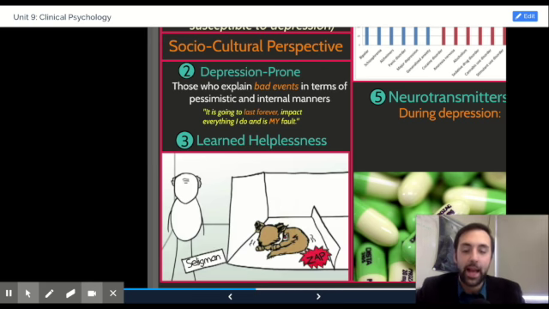So let's say something bad happens and you explain it in terms of it being the worst case scenario, it's going to last forever, it's going to impact everything you do, and it's your fault. Well, that is depression-prone thinking.